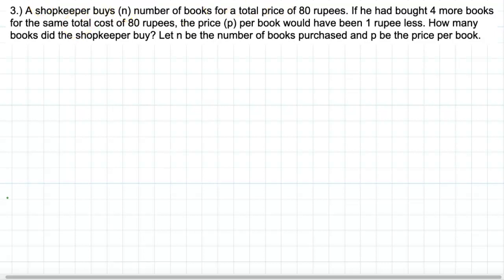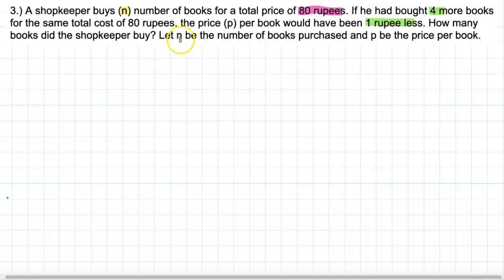Alright, this is a doozy, this one. It looks pretty simple at first. A shopkeeper buys n number of books, and the price is 80 rupees. If he had bought 4 more books, that would be n plus 4, for the same cost of 80 rupees, the price would have been 1 rupee less. How many books did the shopkeeper buy?